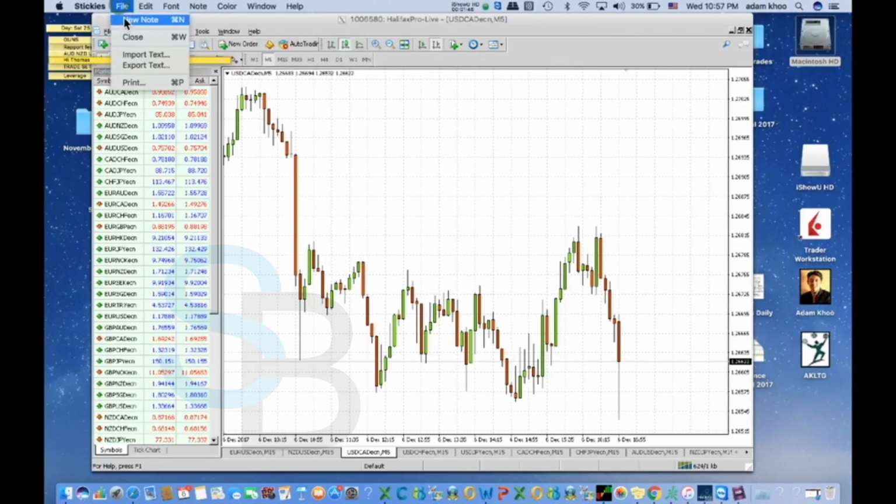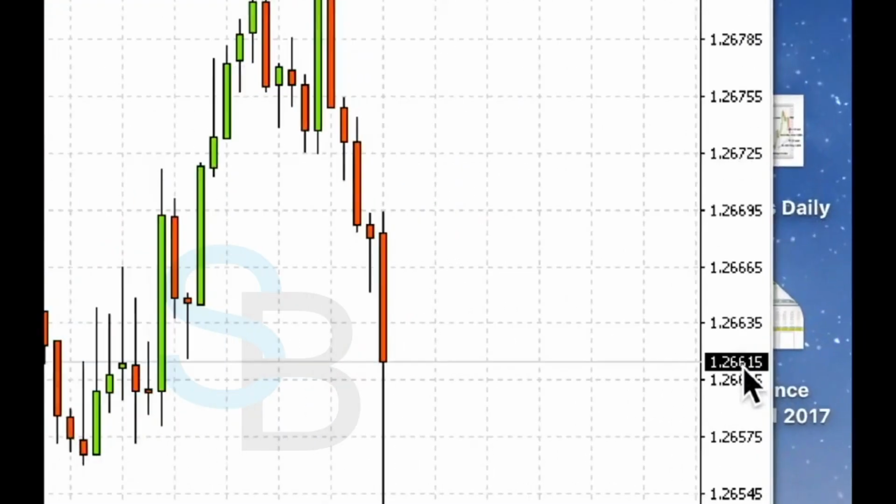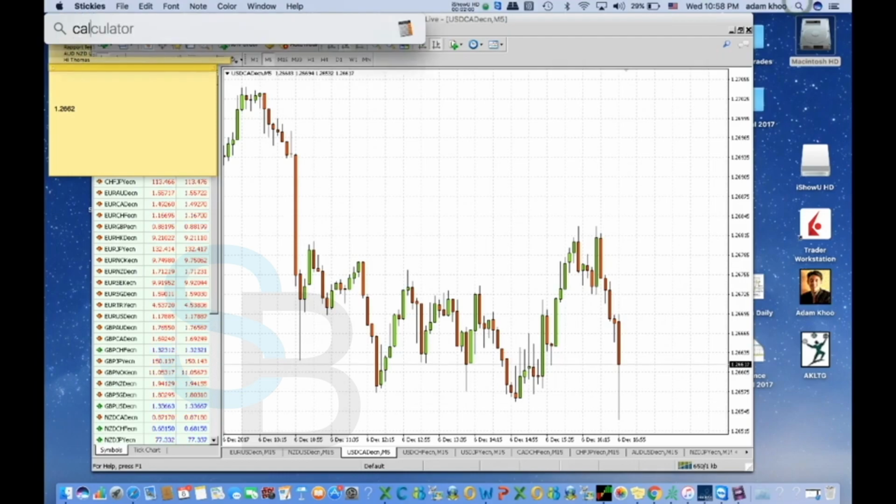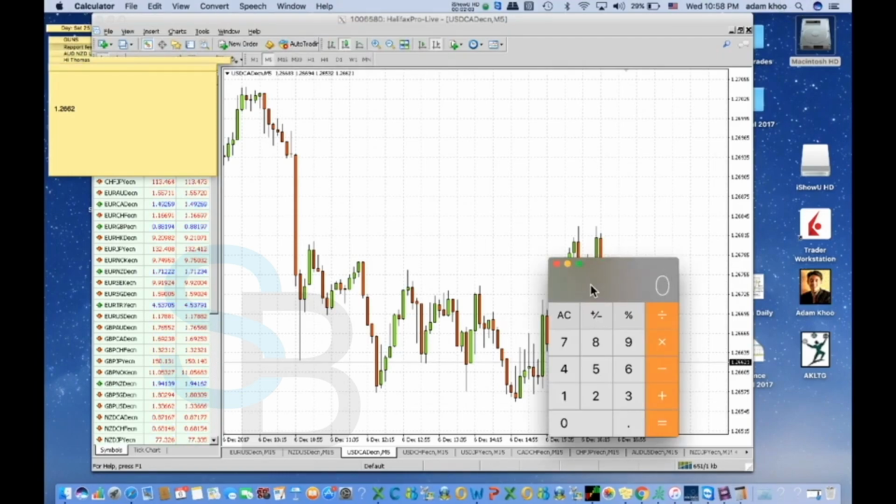Let me just open something up here. Okay, so the price is currently at 1.2662. So I'm going to put my buy order 12 pips above that. So 1.2662 plus 12 pips. My buy order will be 1.2674, and my sell order will be 12 pips below that. So 1.2662 minus 12 is 1.2650. There we go. Okay, great.